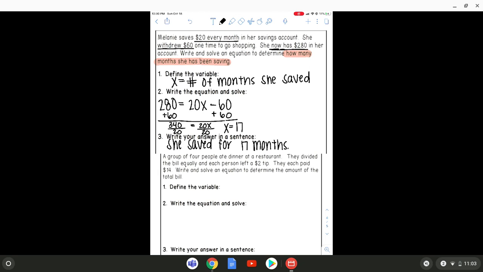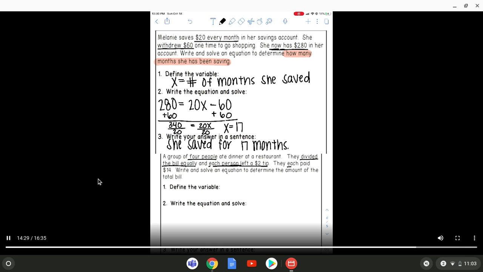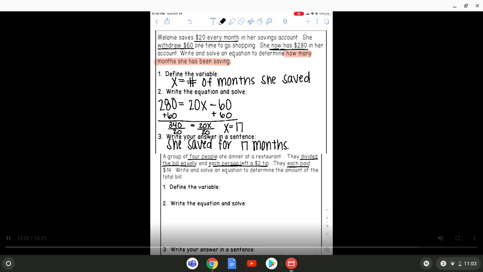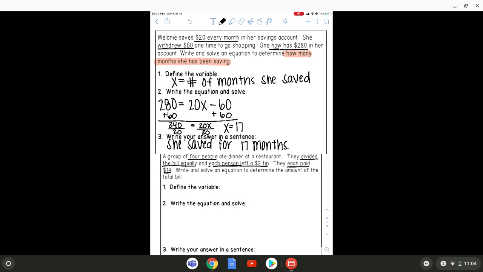So down here, a group of 4 people ate dinner at a restaurant. They divided the bill equally, and each person left a $2 tip. They each paid $14. Write and solve an equation to determine the amount of the total bill. I won't lie to you guys, I had kind of not a hard time solving this, but it took me a minute because this is one of the ones that you really have to think about.